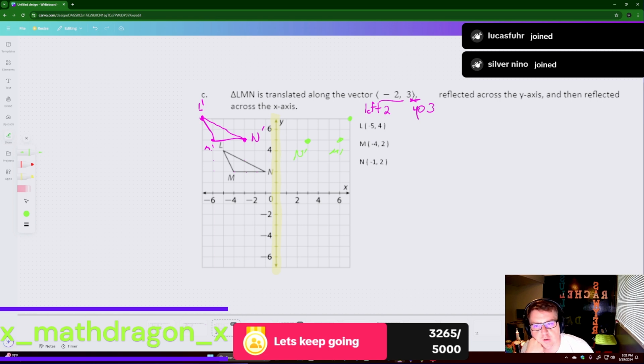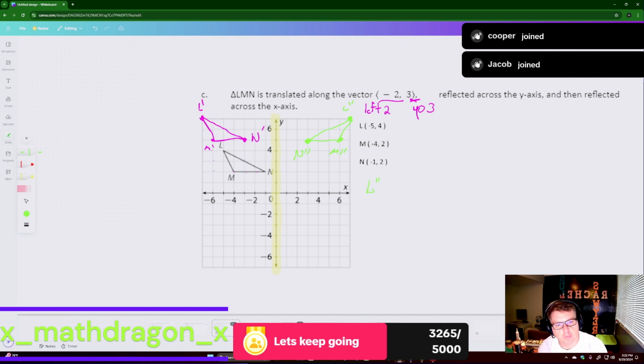We can double check it. 1, 2, 3, 4, 5, 6, 7. And you can see that we're right in that corner where we're supposed to be. Oh, so that one was translated and then reflected, and our final image comes out to be this one over here. And we could write those ordered pairs down.